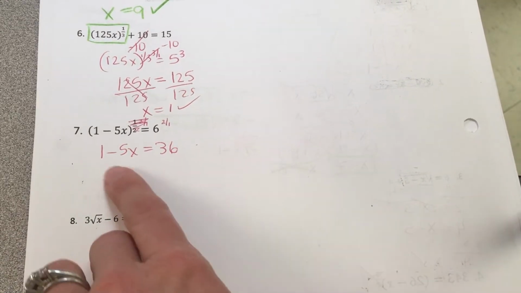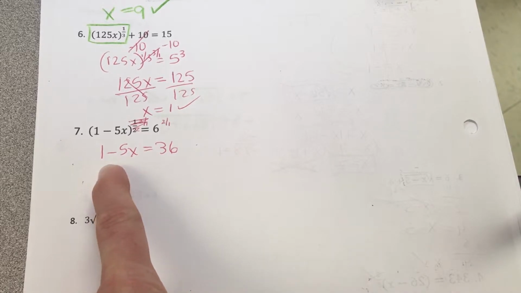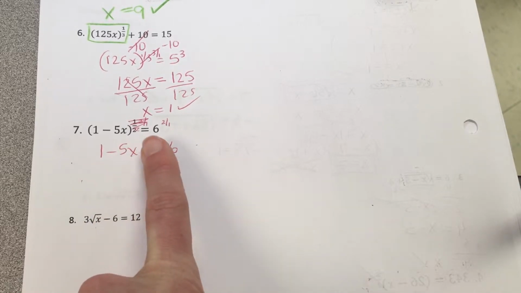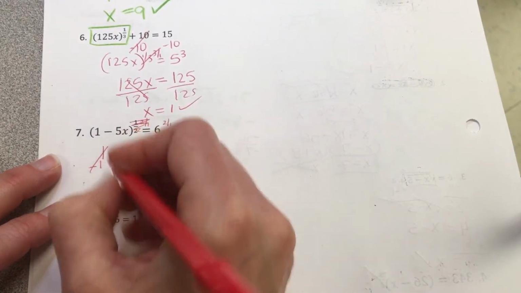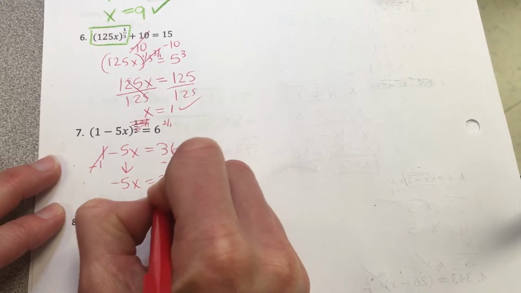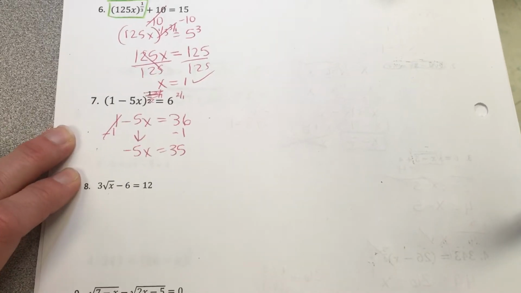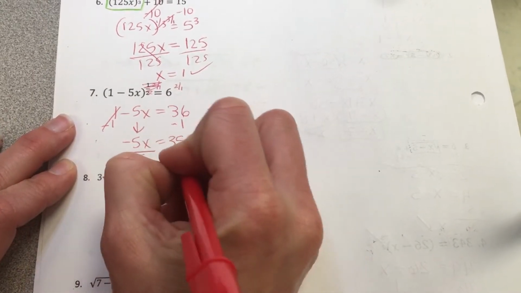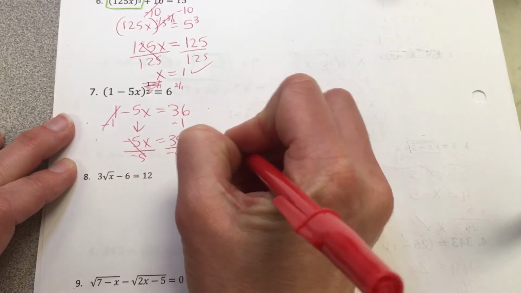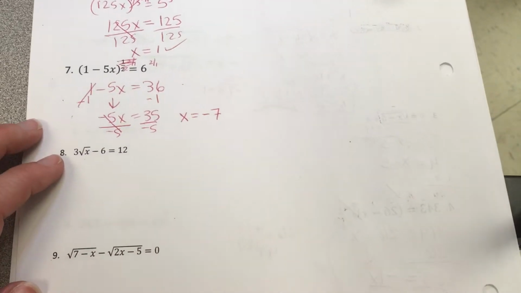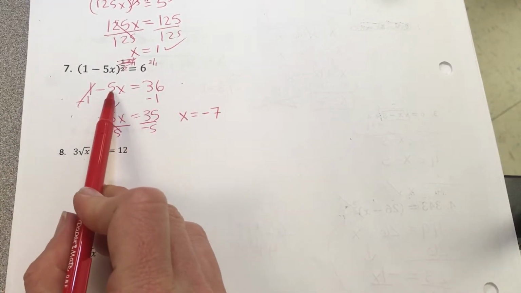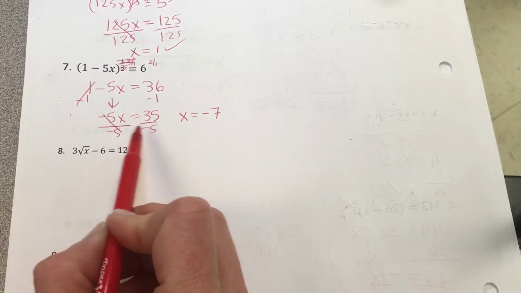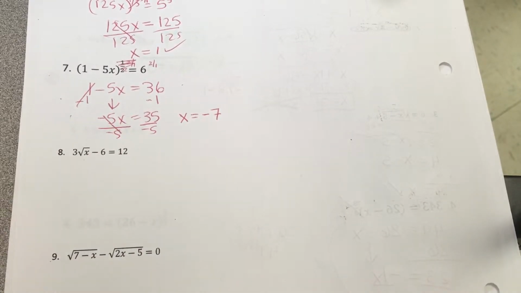All right, do I add this one or subtract it? Subtract it, because the minus is with the 5, okay? This 1 is positive, so you minus 1 from both sides. So you're left with negative 5x equals 35. And then divide by negative 5. Okay, so x equals negative 7. When you divide, you don't change the sign. Okay? All right, 2 more.